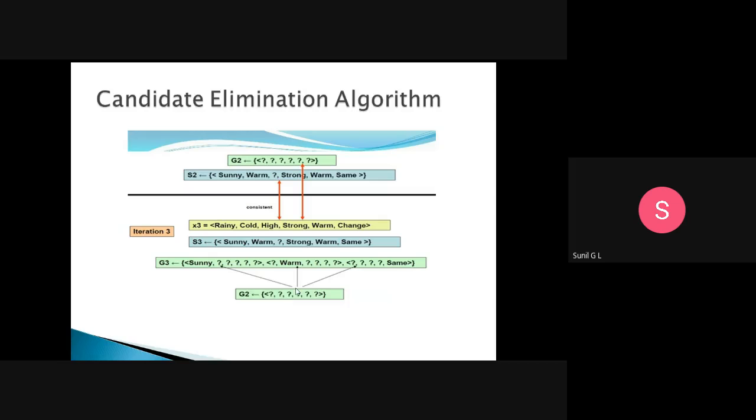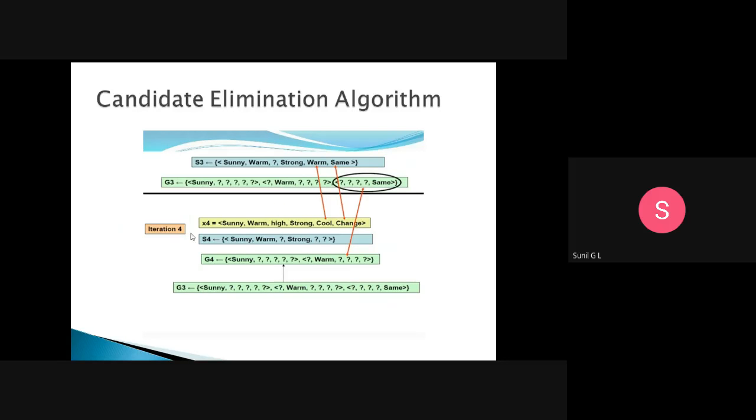So now from G2 to G3, a lot of changes are here. In the third iteration, we are getting this general hypothesis and specific hypothesis. We copied the same from S2 to S3 because we are not changing anything, as this is a negative data set. When you come to iteration 4, this is a positive instance. When you have a positive instance, we concentrate only on the specific hypothesis. So compare S3 with X4, the previous hypothesis with the current instance.